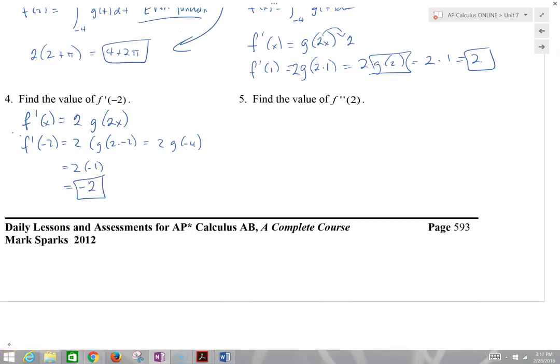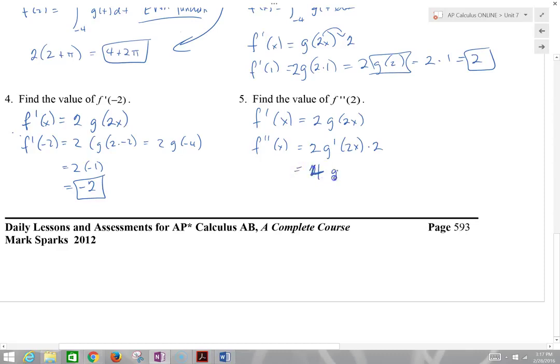What? Double derivative? Well, we already know what the first derivative is. Let's go find the second. So f double prime of x is going to be 2 times g prime of 2x, and then chain rule says we have to take the derivative of 2x, so that's 2. So we have 4 g prime of 2x.